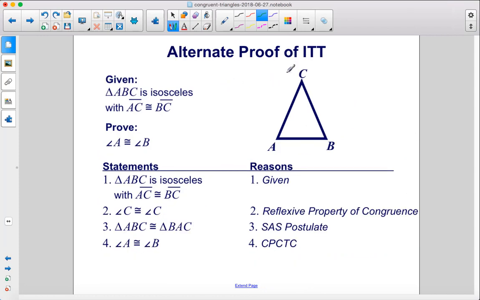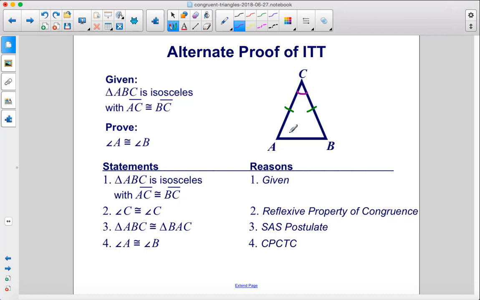Alternate proof of the isosceles triangle theorem. So given that this triangle is isosceles with AC being congruent to BC, we want to prove that angle A is congruent to angle B. So we begin with our given information, and we see that angle C is congruent to angle C because of the reflexive property of congruence.